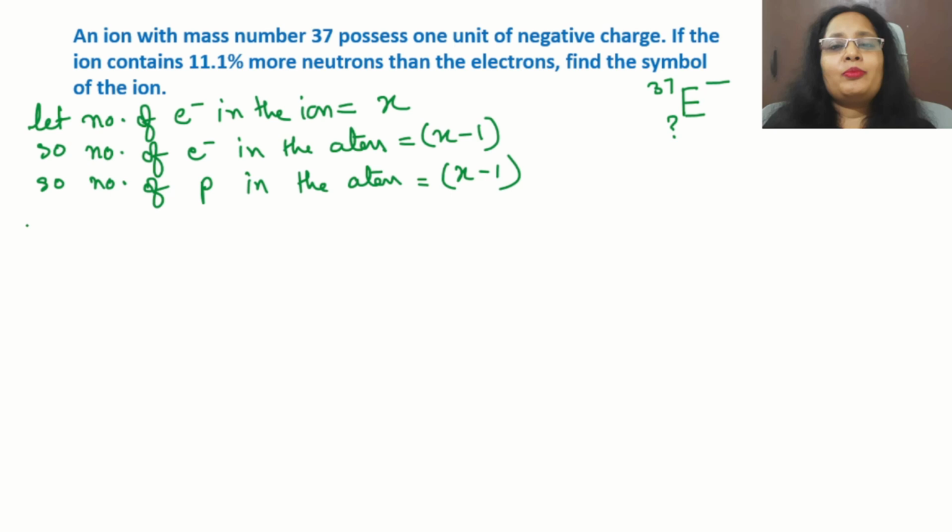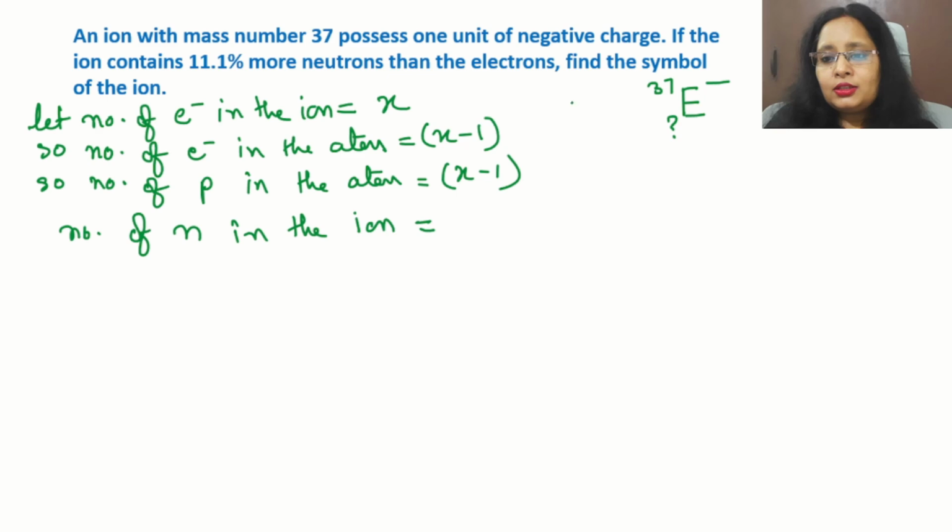Now we have to count the number of neutrons. The number of neutrons in the ion, it is given that it is 11.1% more than the electrons. So how could we write this? We will write this as the number of electrons in the ion plus 11.1% of electrons in the ion.